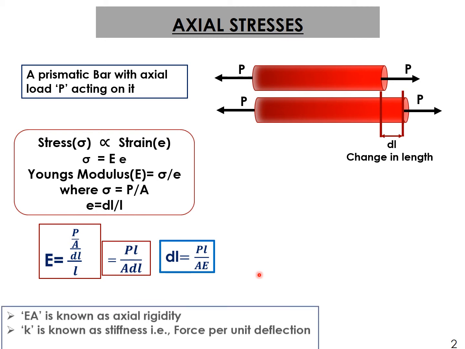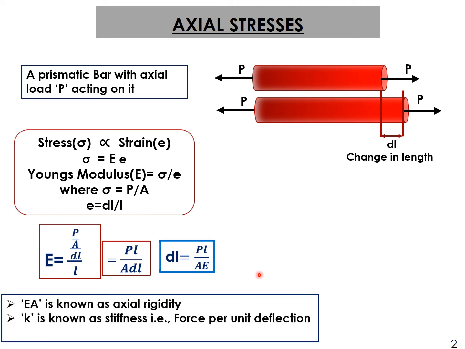So the product EA, the product of modulus of elasticity and the cross-sectional area, is normally known as axial rigidity. So at times it has been asked to find the axial rigidity. We have some more types of rigidity, which we will be discussing in the coming days. So as of now, if the load is axial, we have axial rigidity, which is nothing but the product of the modulus of elasticity and the cross-section area.